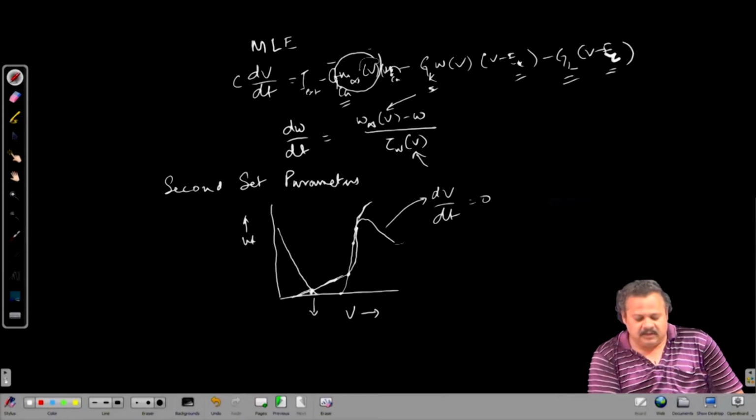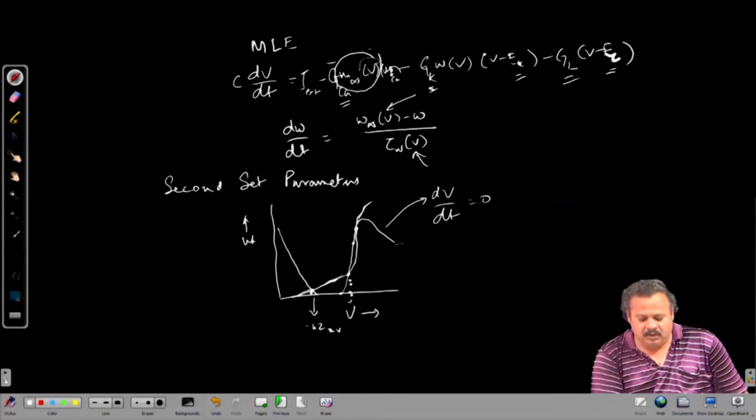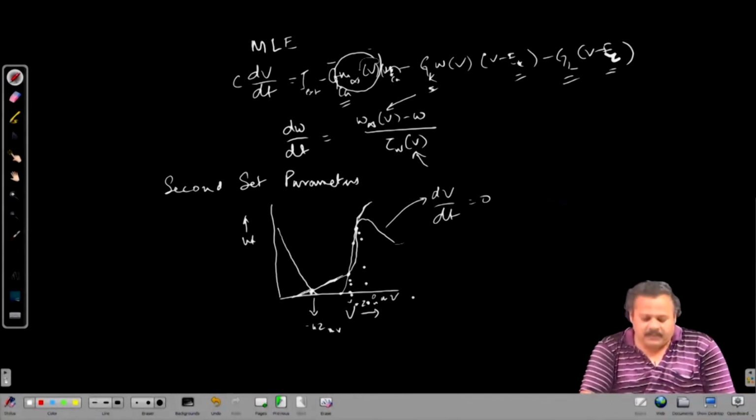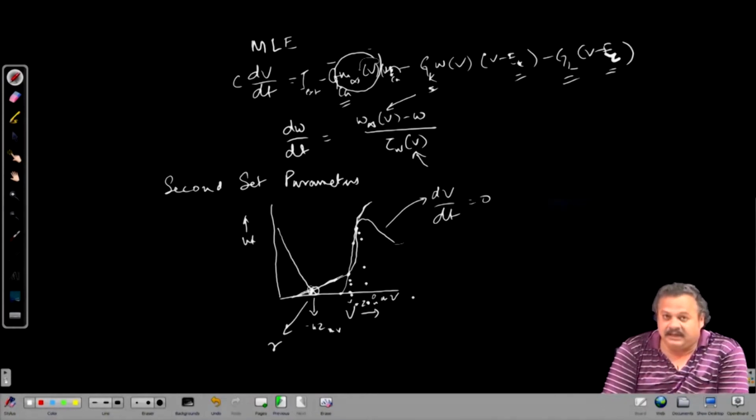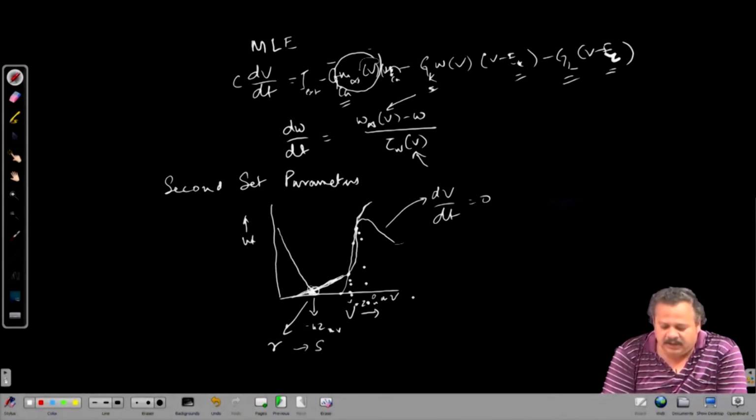This is around minus 42 millivolts, this is around minus 20 millivolts, and this is around 0 millivolts. If you linearize the system around these equilibrium points, let us say this is the first equilibrium point, which we will call R, or the resting membrane potential. This R is a stable equilibrium point. This particular one is an unstable equilibrium point.